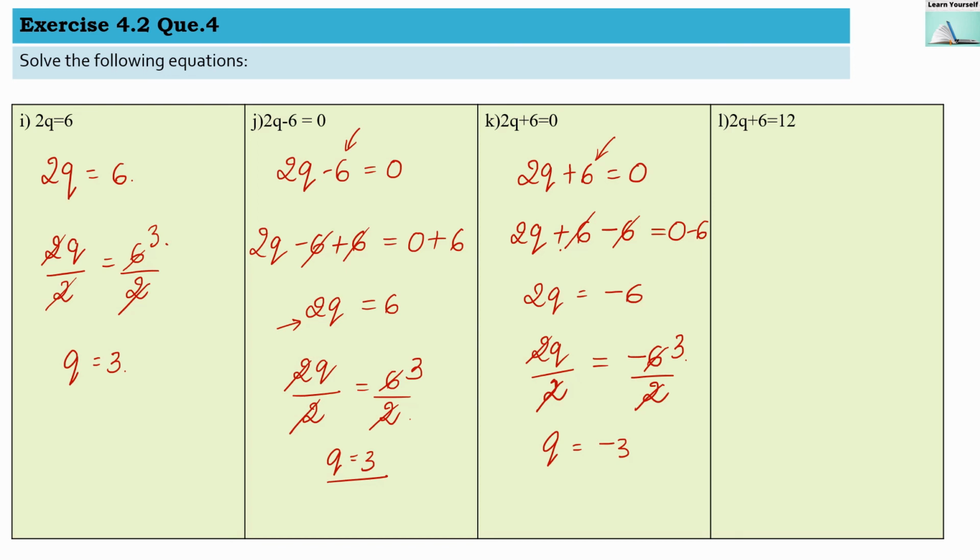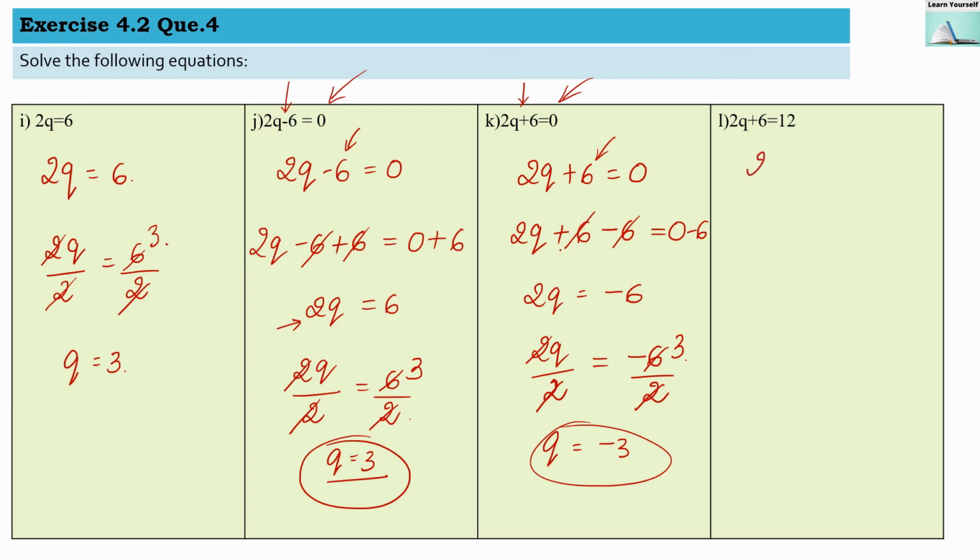So here, both the equations are almost same, but only one difference is here minus sign is there and here plus sign is there. So we can see the difference here that here we got q equals to 3 and here we got q equals to minus 3.